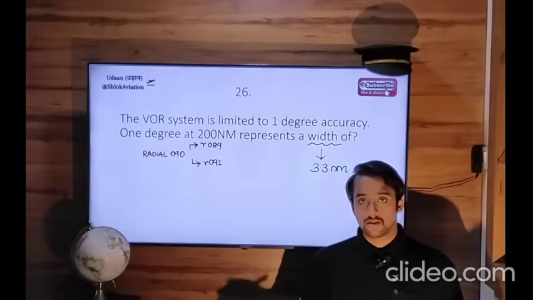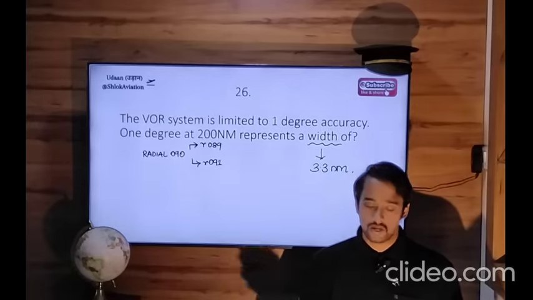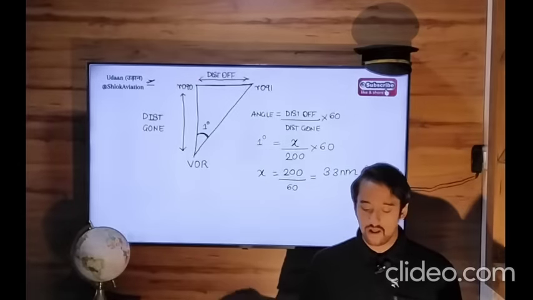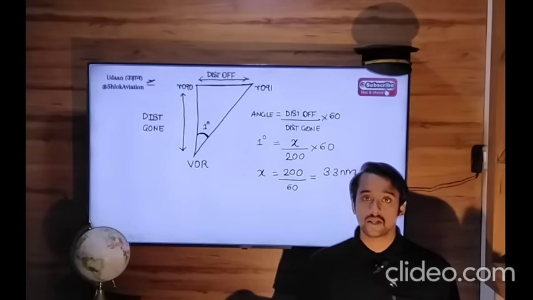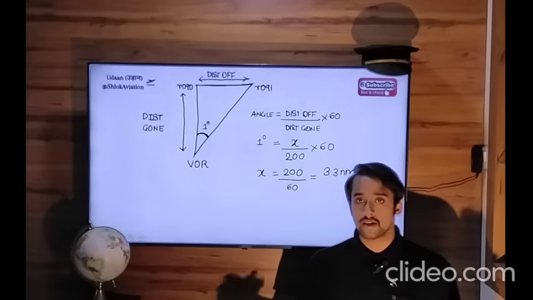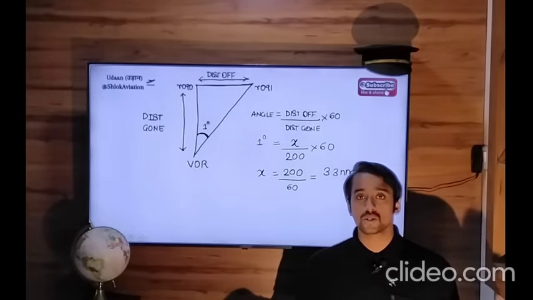So the answer to this question is a width of 3.3 nautical miles. This is how simple this sum is. Just follow the 1 in 60 rule and solve this sum. I hope we have understood this sum. Practice this sum many times. You will find these sums in RK Bali, in many other chapters too, and also in Keith Williams and Oxford. Practice those questions also.